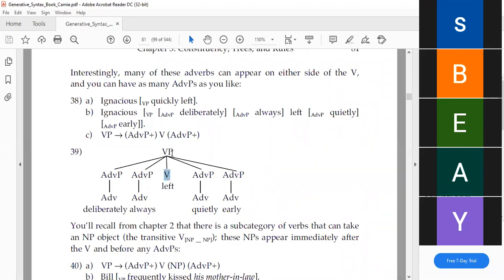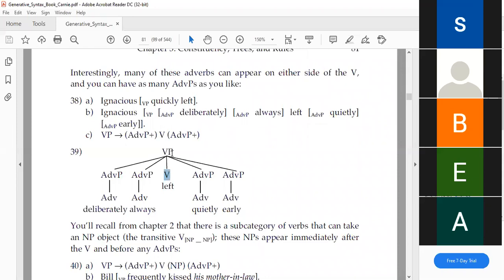This is syntax. You need to think. Because they modify the verb left. Yes, they do. They modify the verb left. But why don't we attach them under V? Can I say something, doctor? Zaid? Yes.